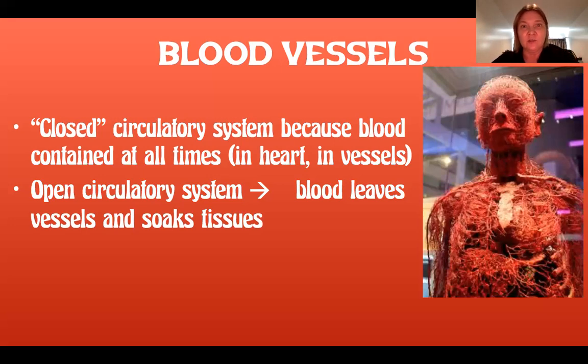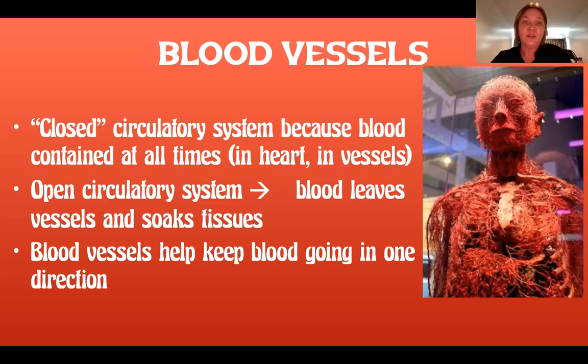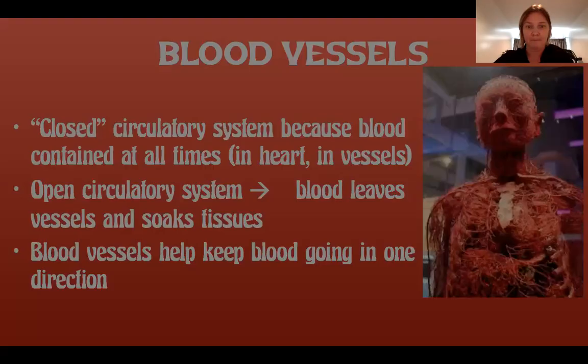In a lot of animals, they have what's called an open circulatory system, which is where you do have a heart or some kind of pumping mechanism, and you do have limited blood vessels, but there's a point where the blood will leave the blood vessels and just basically shower and soak all of the tissues in the blood and then get collected again. Blood vessels help to keep blood moving in one direction, like I said, always moving in one direction.